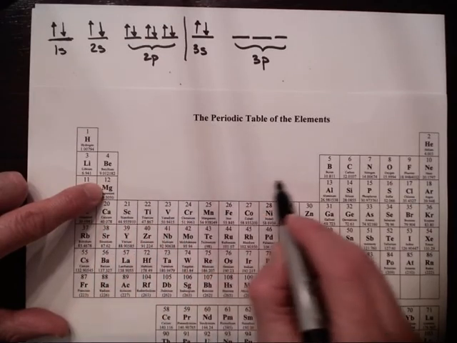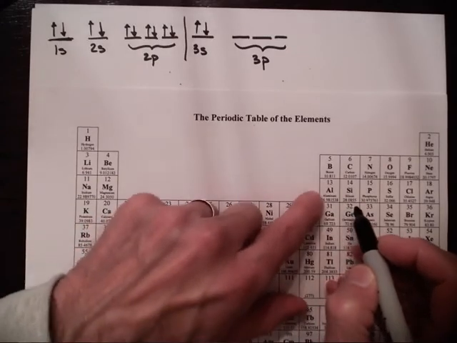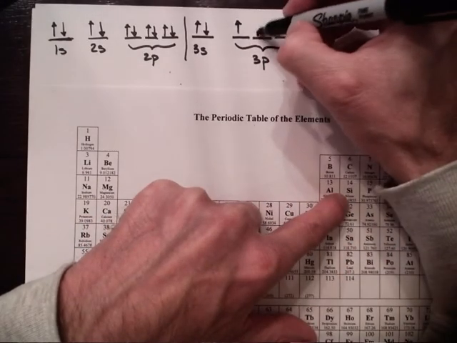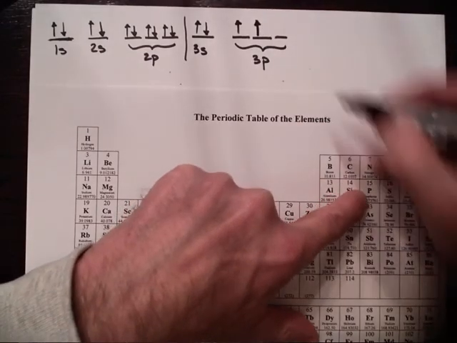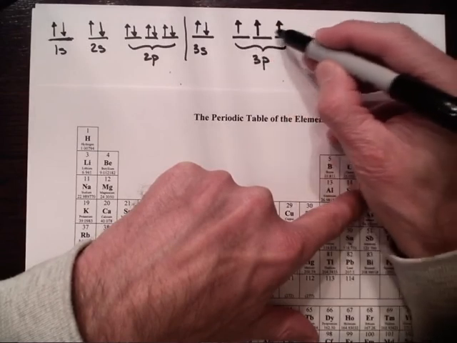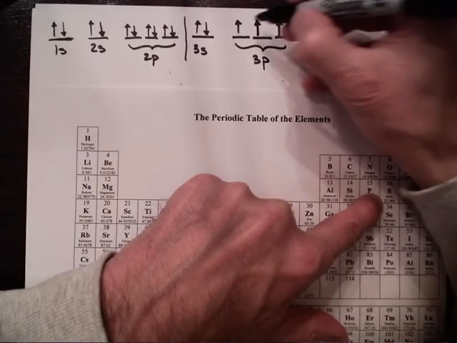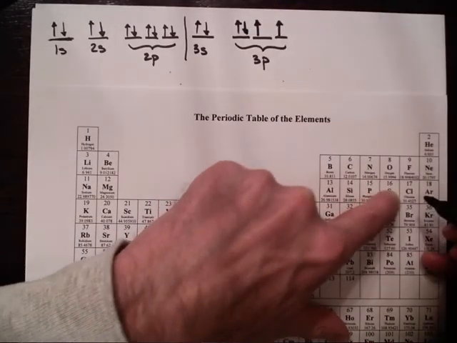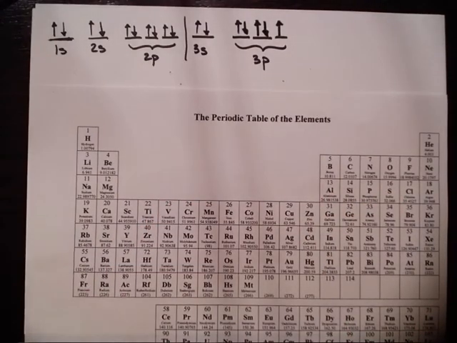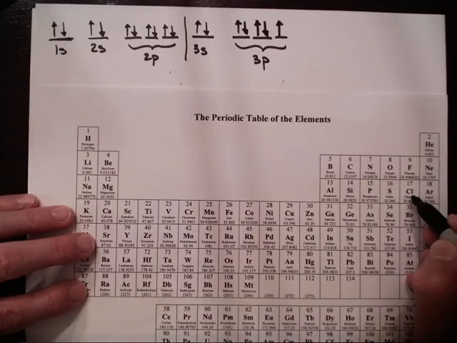I'm now going to jump across to these p columns of the periodic table, and I'll start filling in an electron here for aluminum, another one for silicon, another one for phosphorus. So notice I put the electrons in different orbitals with their spins aligned. Now when I get to sulfur, they're going to have to start pairing up, and here's chlorine. And now I've drawn the orbital box notation for a chlorine atom.